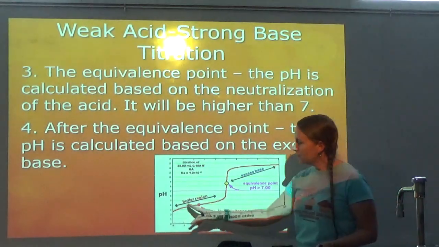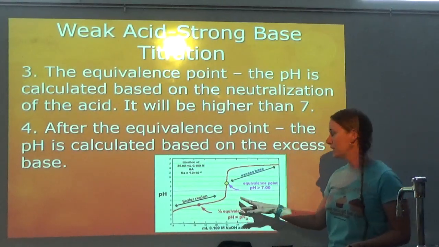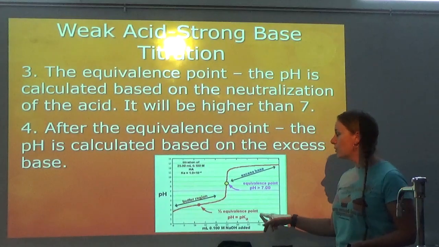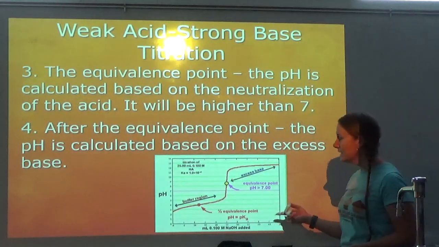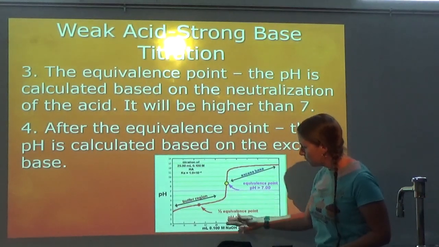All right, so keep in mind, right here, you have a buffer, which we love because we can use Henderson-Hasselbalch. One other important point to point out is the half the equivalence point. So I can see that the equivalence point is about 25.